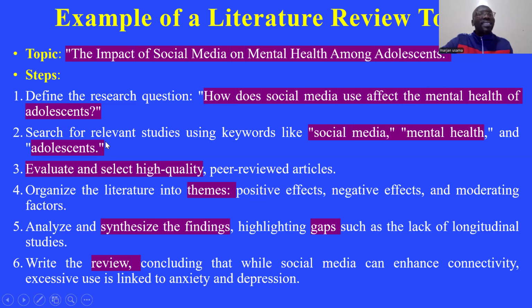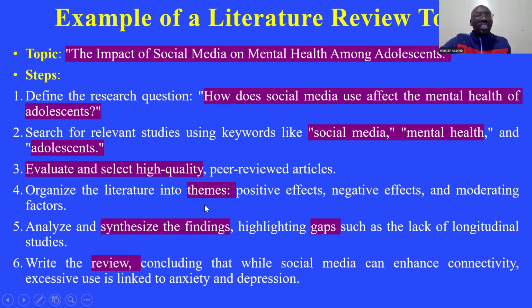Now, what do you have to search? Search for relevant studies using keywords like, so when you're reviewing the literature, any study that is related to social media, mental health, and adolescence. So these are the keywords that will help you to get what other people have written. Then number three, evaluate and select high quality peer-reviewed articles. This is what I was just saying, updated studies.